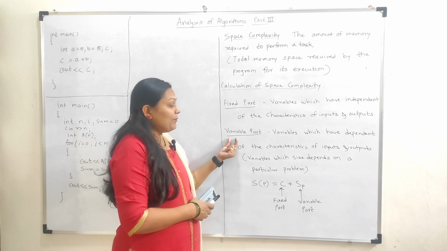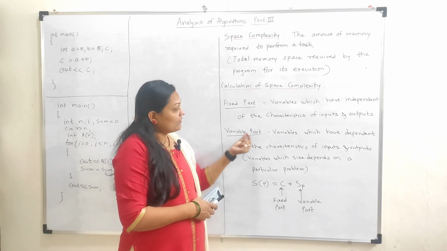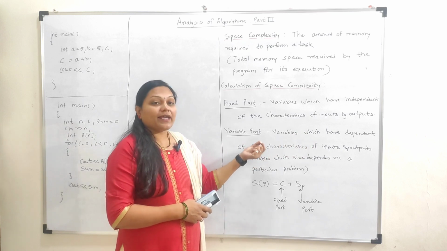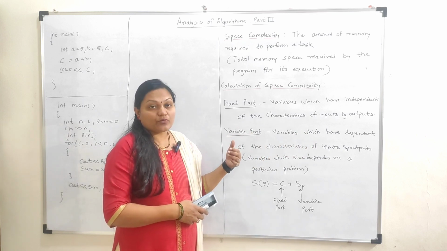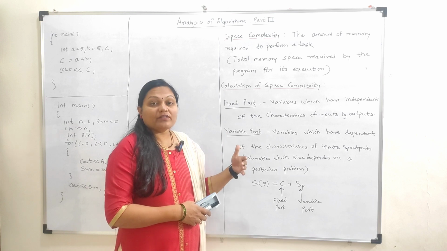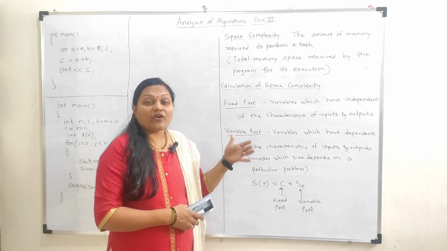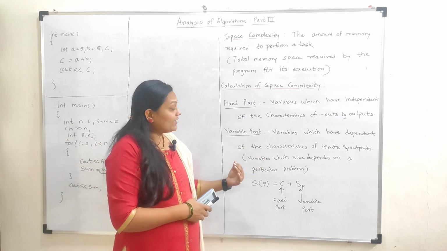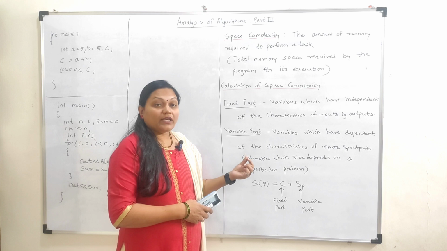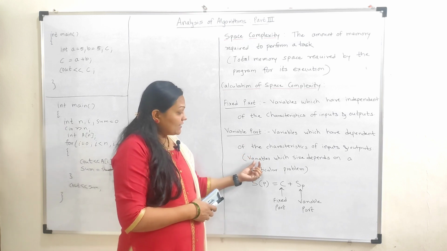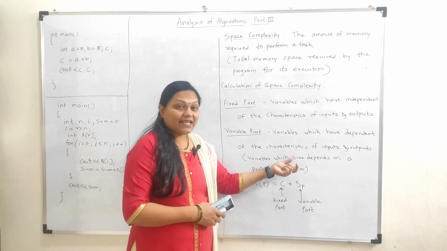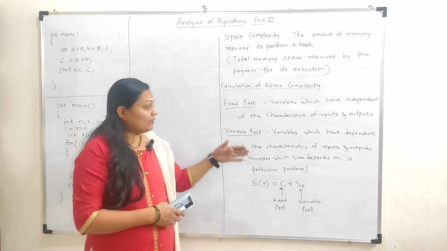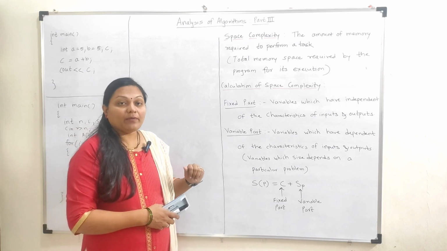And in the second part, that is the variable part, we are going to consider the variables which are dependent on the characteristics of inputs and outputs. That means variables whose value is dependent on other variables or other things, those variables we can consider in the variable part. Another way we can say it: a variable whose size depends on a particular problem, those variables we consider in the variable part.